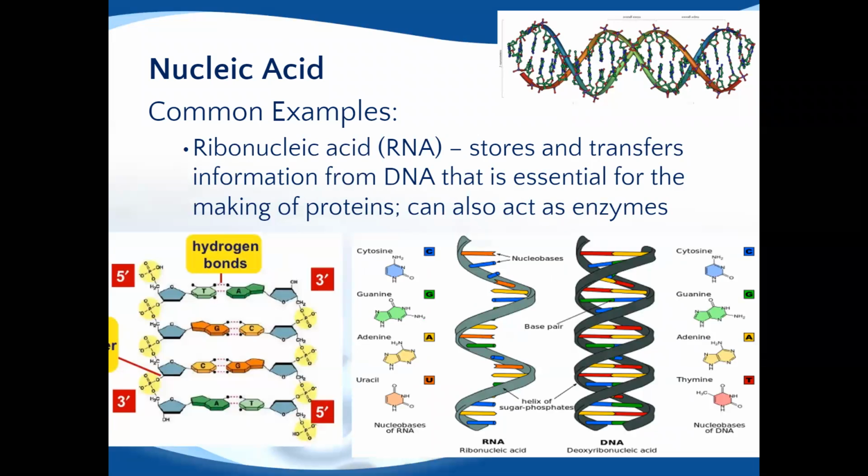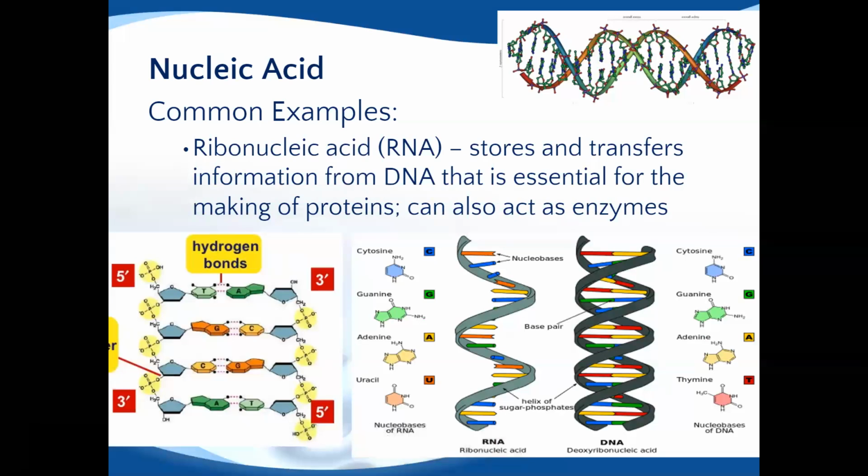RNA, the other example, ribonucleic acid, again, same basic thing. It's going to store information, but also RNA in us is going to transfer information from DNA to other places in our cells, and it's essential for making and producing proteins. RNA can also act as an enzyme, so it can do stuff other than that as well.